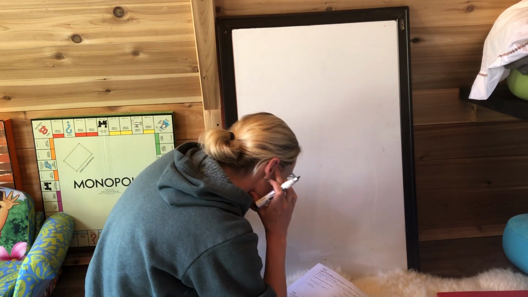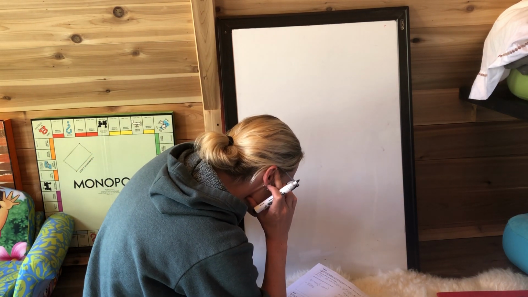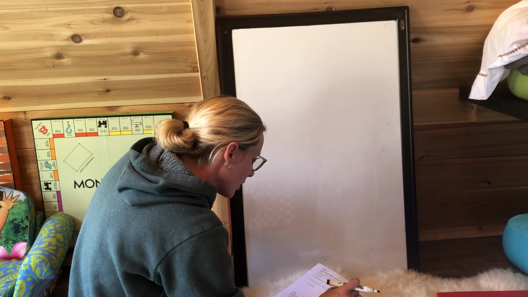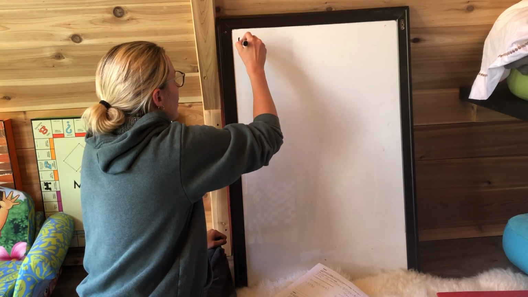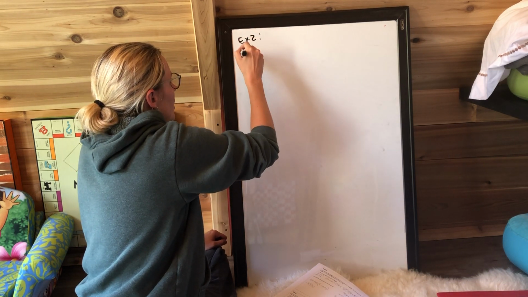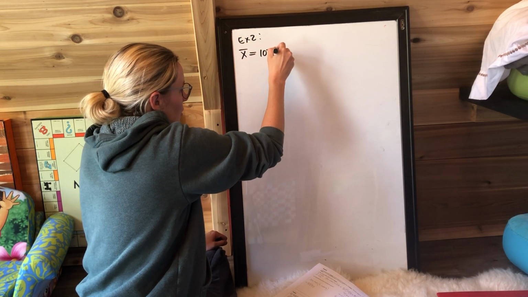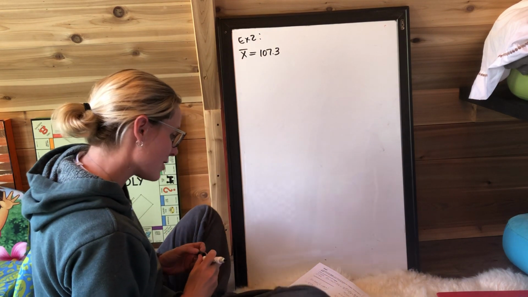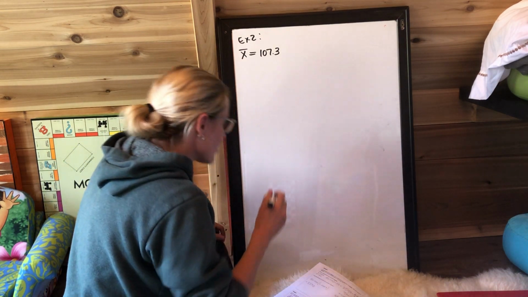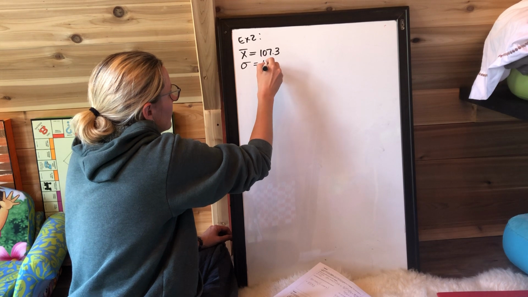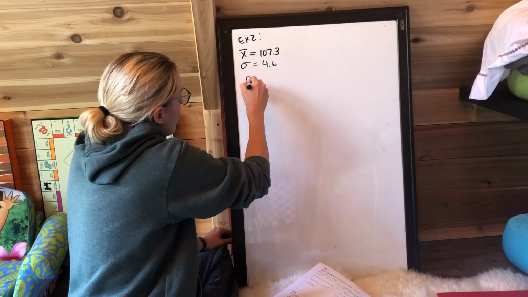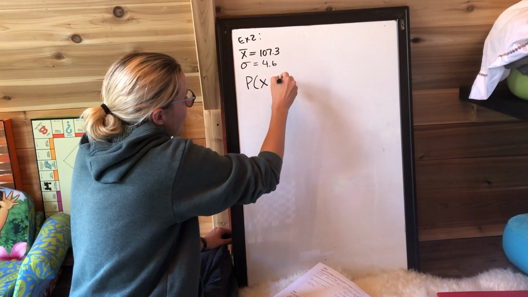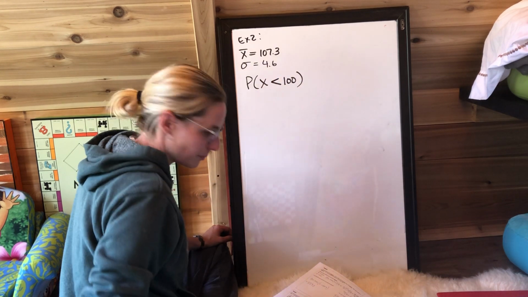So a manufacturer produces Smarties. A box is rejected if it has fewer than 100. The mean number of Smarties in a box is 107.3. So the mean number of Smarties in a single box, 107.3. Must be a giant freaking box of Smarties. Standard deviation is 4.6. Find the probability that's rejected. It says in the question, the probability it's rejected if there are less than 100 Smarties.